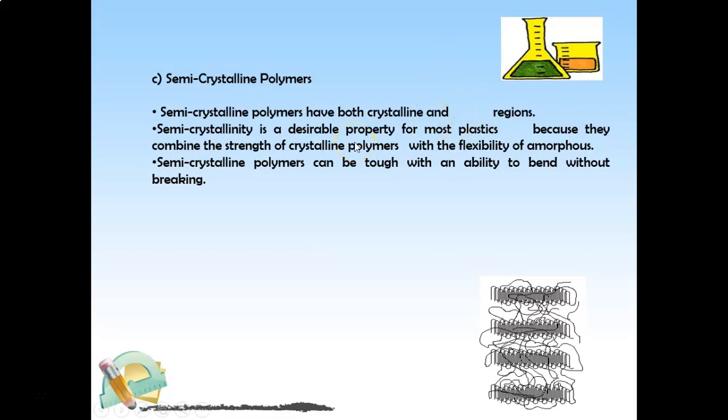Semi-crystalline is a desirable property for most plastics because they combine the strength of crystalline polymer with the flexibility of amorphous polymer. So the semi-crystalline polymer can be tough, with an ability to bend without breaking. The toughness comes from the crystalline region, and the flexibility comes from the amorphous region.